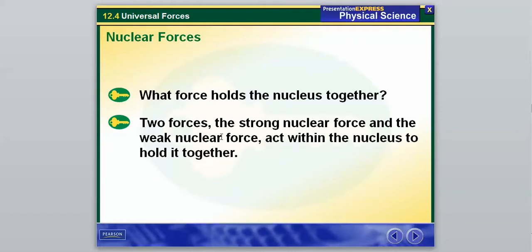And so now there are forces that hold the nucleus together. Two forces, the strong nuclear force and the weak nuclear force, act within the nucleus to hold it together.